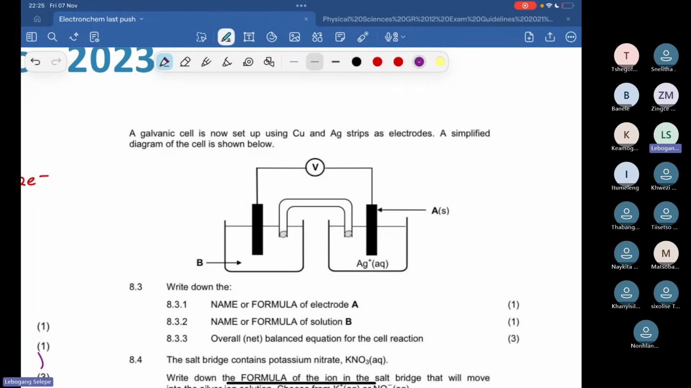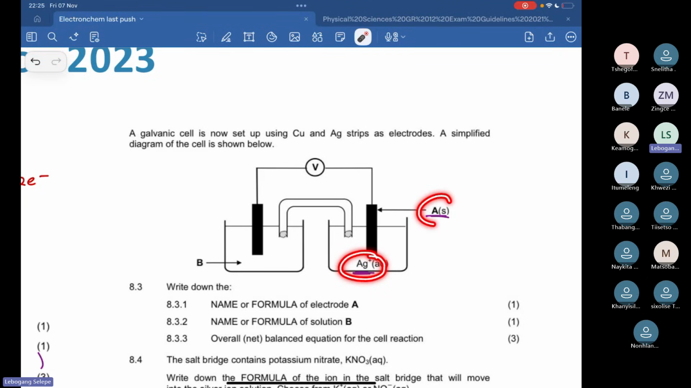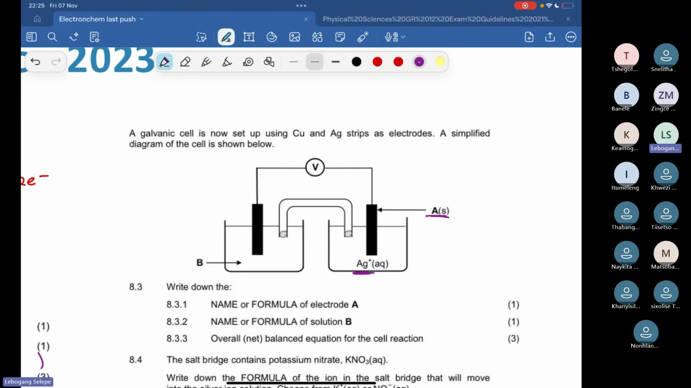All right, so here is A, here is Ag. We already know that the metal should correspond with the metal ion. If this metal ion is Ag plus, the metal would be Ag as well, so A is Ag if they ask us. They also used copper, so this here should be copper, and the solution here should be a copper 2 plus solution if they do ask us. So how is this galvanic cell working?